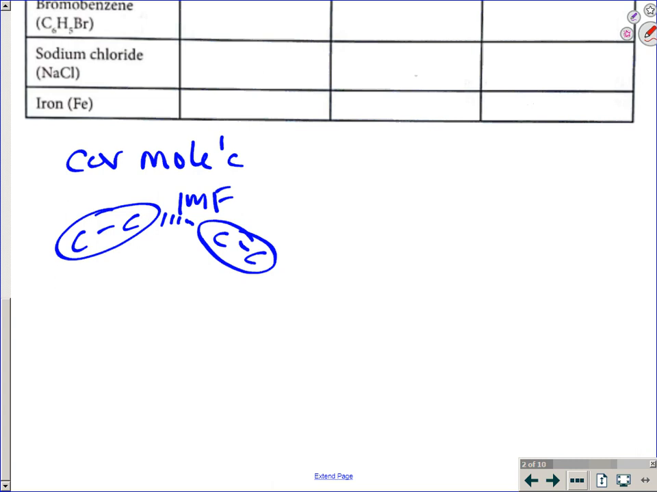Those are true bonds. Those are intramolecular forces or intra-particle forces. They're super, super, super strong. This is super, super, super weak comparatively. So these are going to have relatively low melting points or boiling points. I'll just kind of relate that to boiling as well.